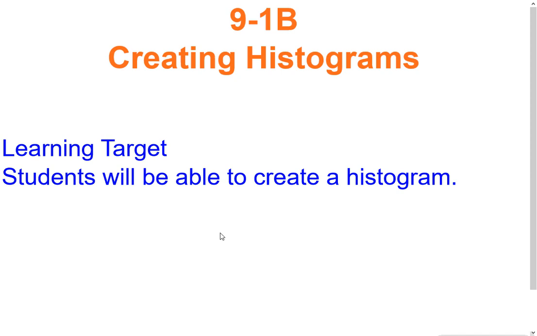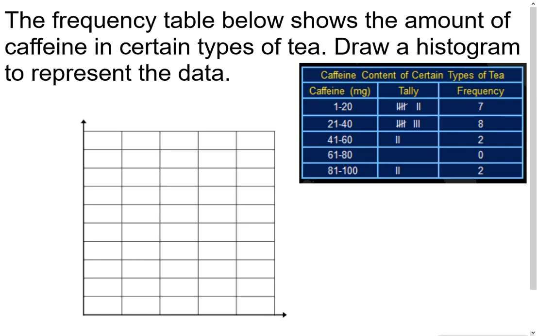So, in this video, I'm going to show you how to create a histogram. In my first example, we have a frequency table, and it shows how much caffeine is in the different types of tea, and we want to make the histogram to represent that data.